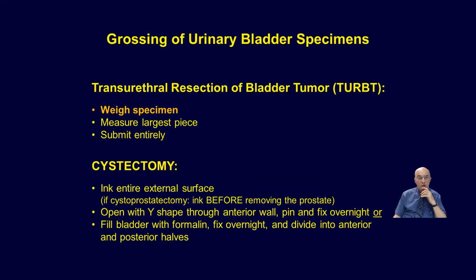Anyway, so we go to the examination of the urinary bladder itself, in which we are going to have 2 different specimens. One is the transurethral resection of the bladder tumor, and the other is just a partial or radical cystectomy. It is very important to stress the fact that for TURBT specimens, we need to weigh the specimen.